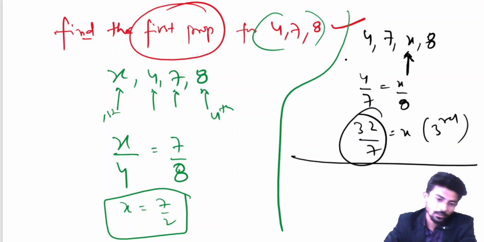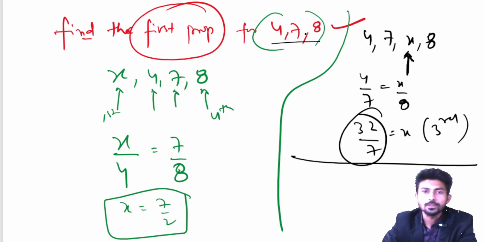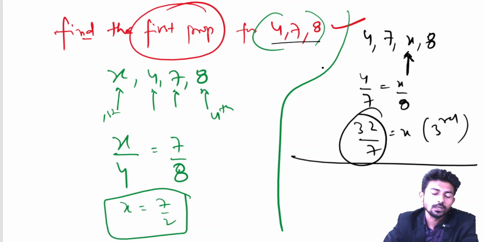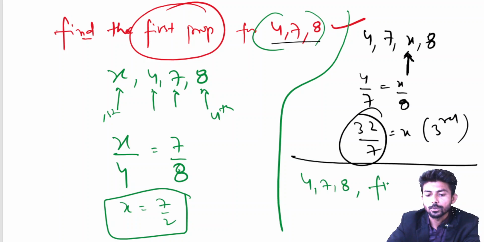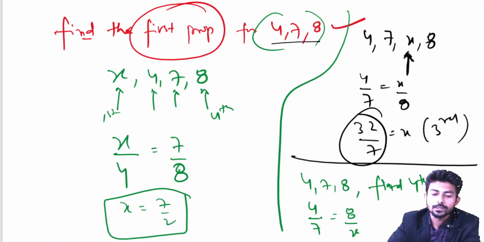So they can again give us some set of three numbers, and out of that we need to find the number which is being asked. Similarly, they could also ask, if the numbers are 4, 7, 8, find the fourth proportion. If they ask for the fourth proportion, it will be 4 by 7 is equal to 8 by x, and from here x will be 14.